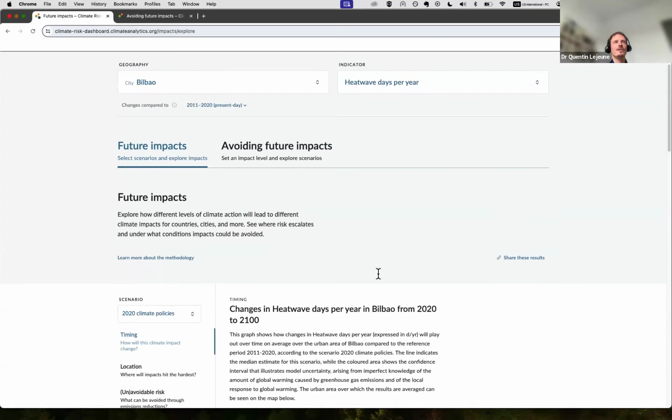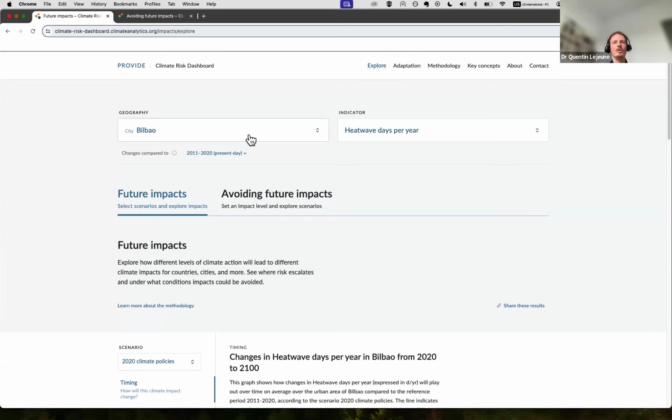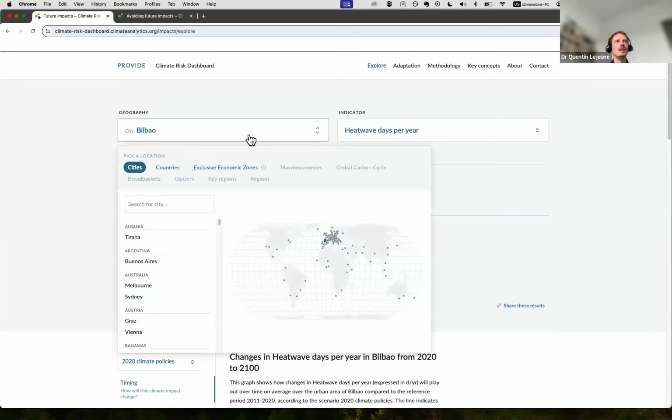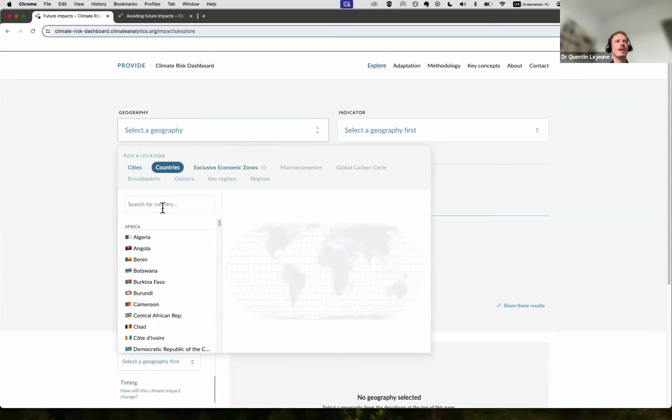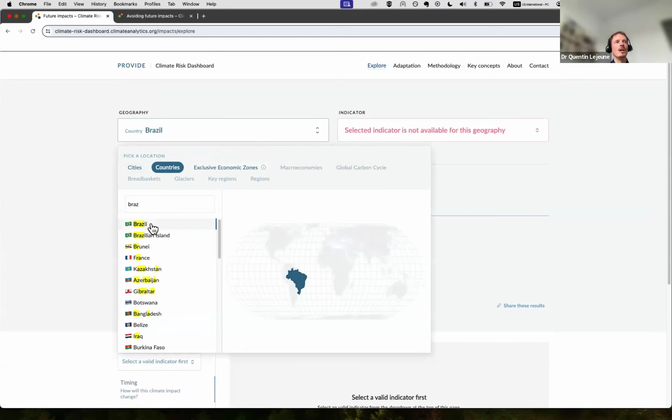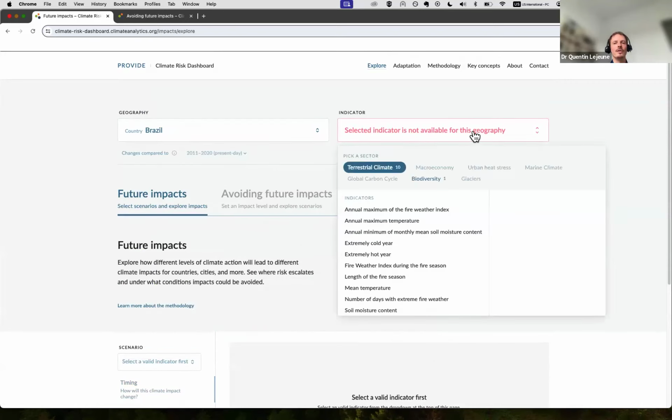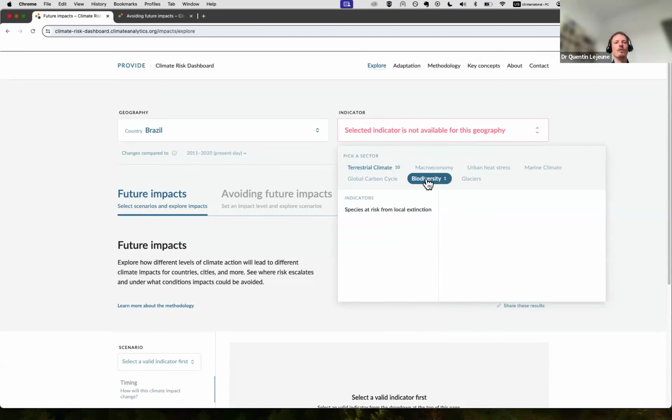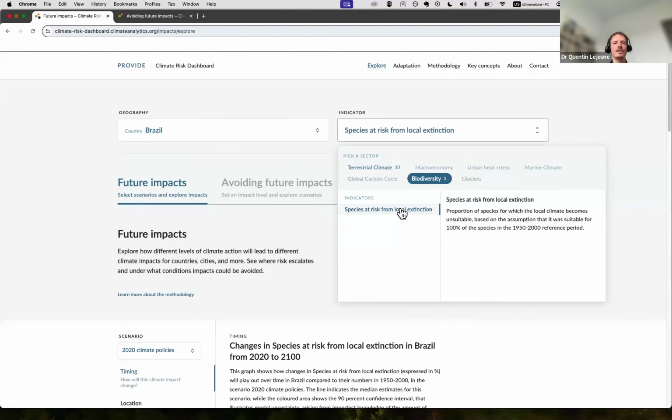And to do that, we first need to select Brazil from this drop-down menu called Geography. So here, let's select countries, and then let's select Brazil from the list. Right, and once this is done, we need to select an impact indicator among those offered for this country. There is currently only one indicator available for the biodiversity sector. We plan to add more later. This indicator is the proportion of species at risk from a local extinction. So let's select it. You can also check the exact definition of this indicator by hovering over its name.